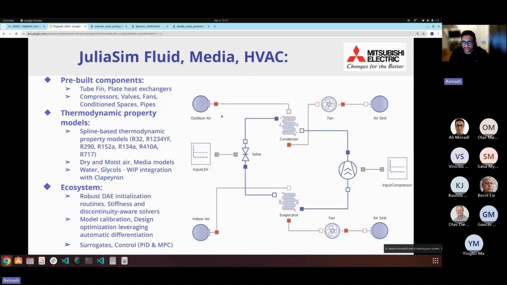So currently, work in progress is to try to integrate these with Clapeyron to have a larger set of property models. But yeah, I think Vinny will chat a little bit more about this. So in addition, there's this ecosystem of SciML. So as I mentioned, calibration, solvers, optimization, AD, surrogates, and control.